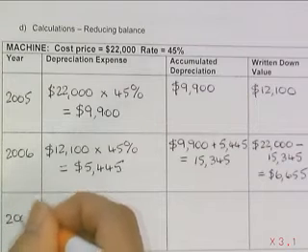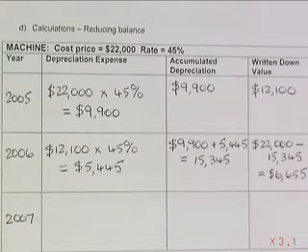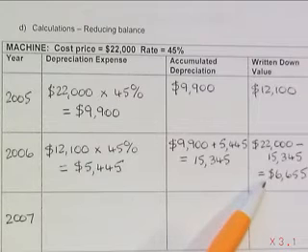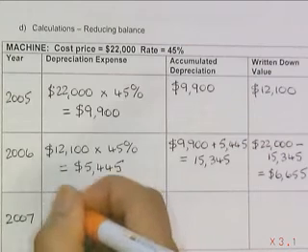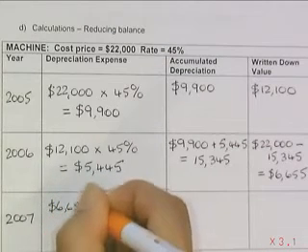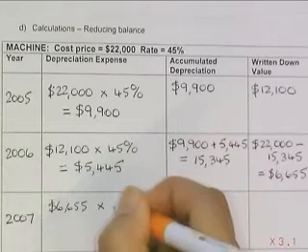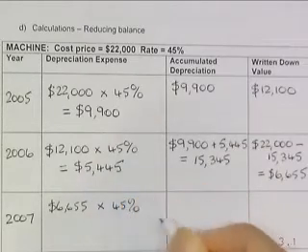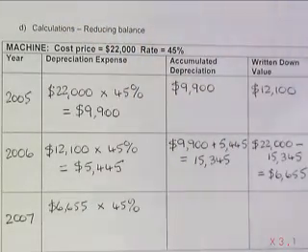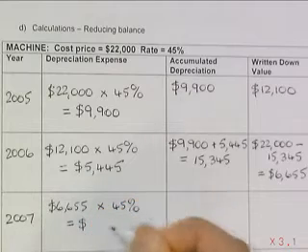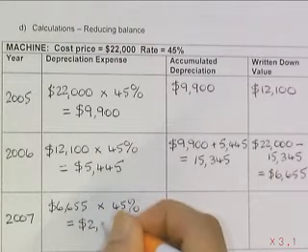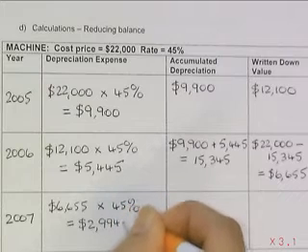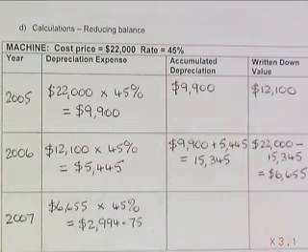Year 3 is 2007, and in this year, once again, we take the written down value, which is $6,655, and we multiply that amount by the rate of 45%. And because I've calculated this earlier, we know that that's going to be $2,994.75. So in 2007 we will debit depreciation expense $2,994.75 and credit accumulated depreciation by that amount.